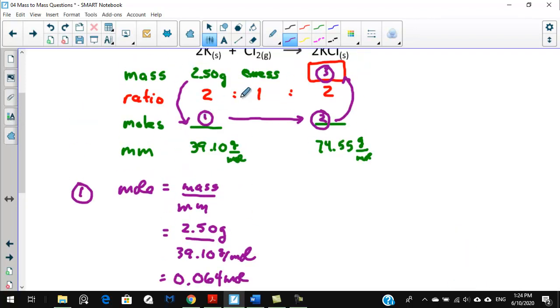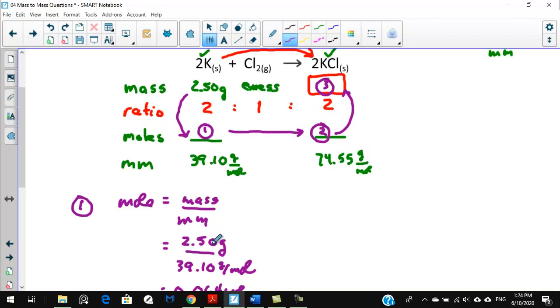Now we need to move it over here to box number 2 so we can figure out, okay, if we have this number of moles, 0.064 of potassium, how much potassium chloride? Now I'm going to show you a formula way to do it, even though I know this is fairly straightforward. If you have 2 of these, then you have 2 of those.